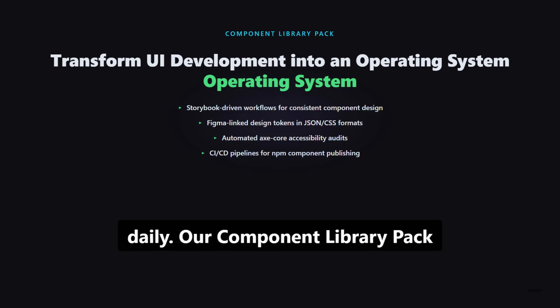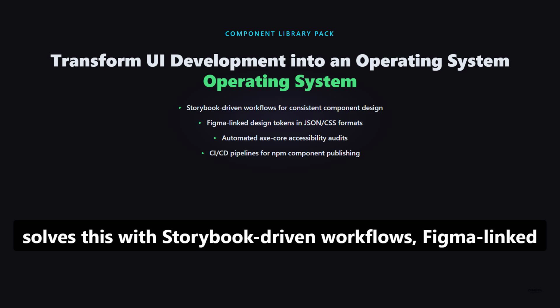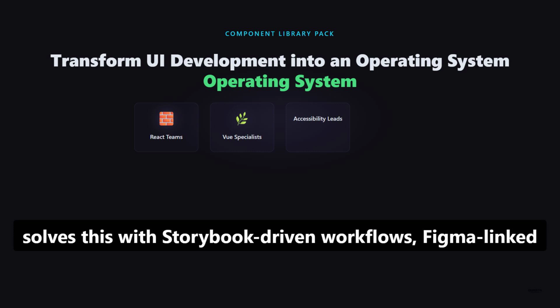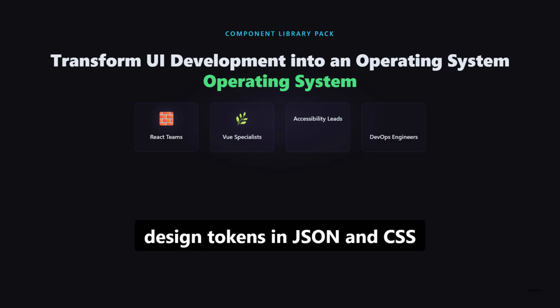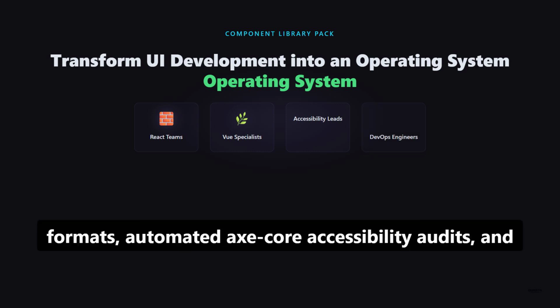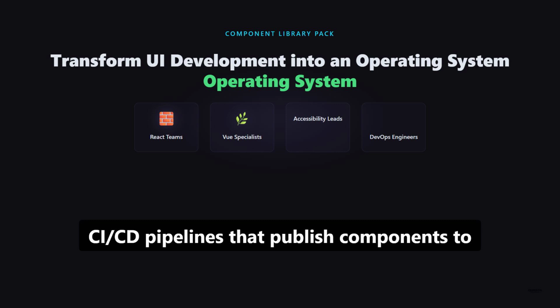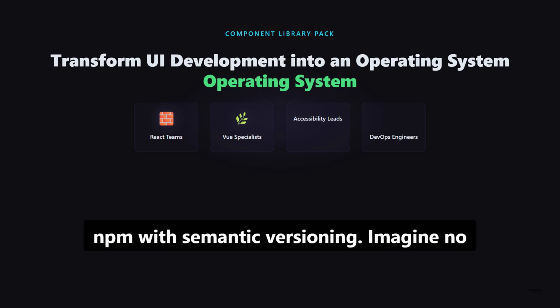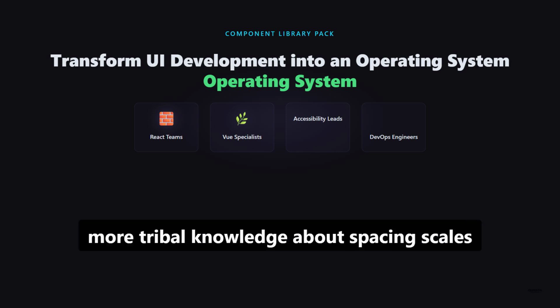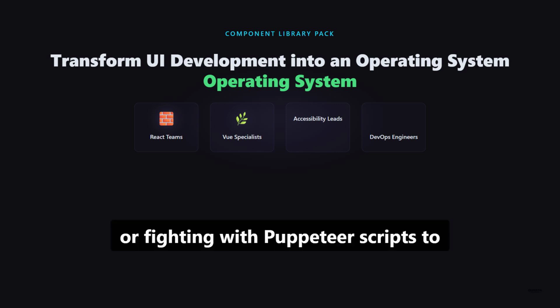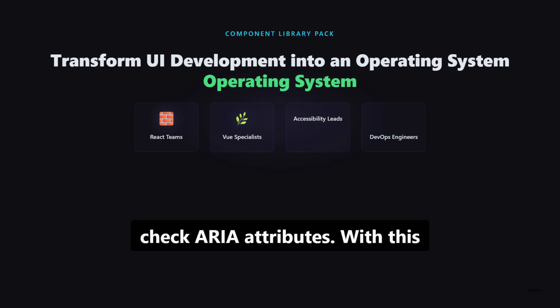Our component library pack solves this with Storybook-driven workflows, Figma-linked design tokens in JSON and CSS formats, automated Axe Core accessibility audits, and CI/CD pipelines that publish components to NPM with semantic versioning. Imagine no more tribal knowledge about spacing scales or fighting with Puppeteer scripts to check ARIA attributes.